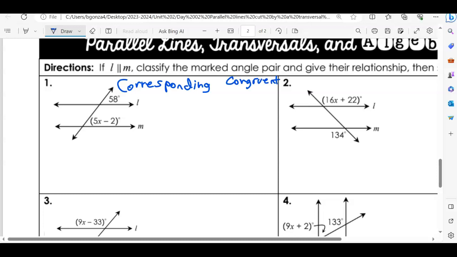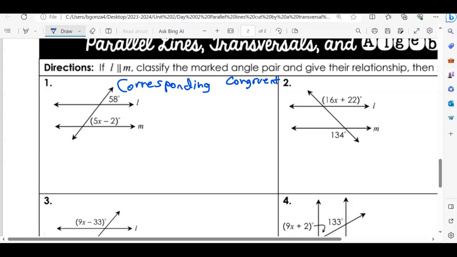Now, what do you do with congruent things? You set them equal. That's what congruent means. They're the same, you set them equal. Now, if you don't know they're corresponding, here's a shortcut. Look.